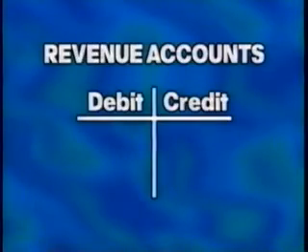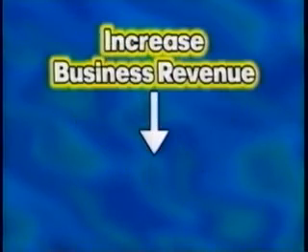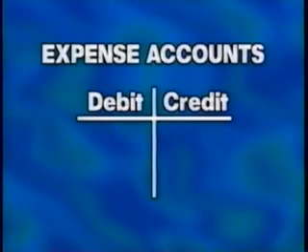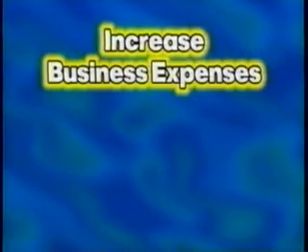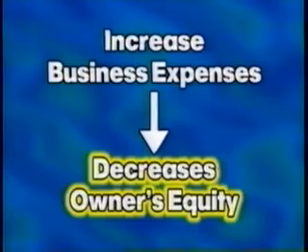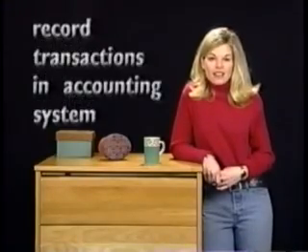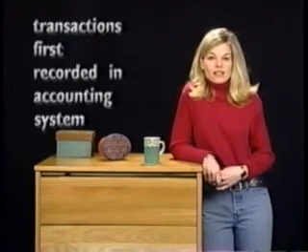They're adding wrong. Revenue accounts are increased by crediting them and decreased by debiting them because an increase in business revenue increases owner's equity. Expense accounts are increased by debiting them and are decreased by crediting them because an increase in business expenses decreases owner's equity. Now let's talk about how debits and credits are used to record transactions in the accounting system. Transactions are first recorded in the accounting system in what is called a general journal.